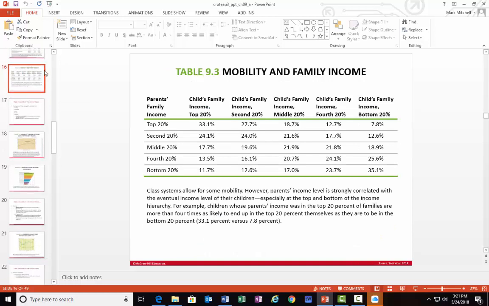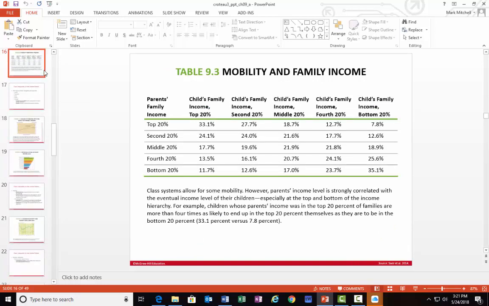Here we look at, again, just the distribution of income, this time by family. Looking at the left-hand side, you see parents' income, and then how the income of the children of those parents matches up to their parents. And you can see, for example, that parents' family income does influence child's family income quite a bit.